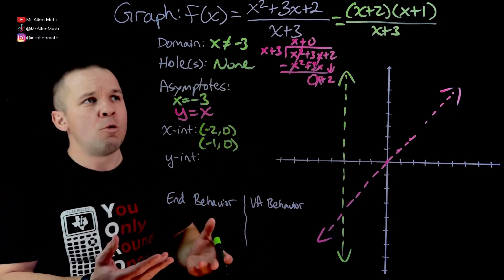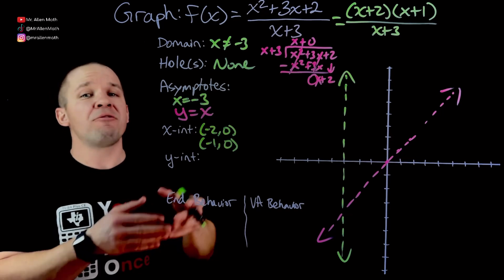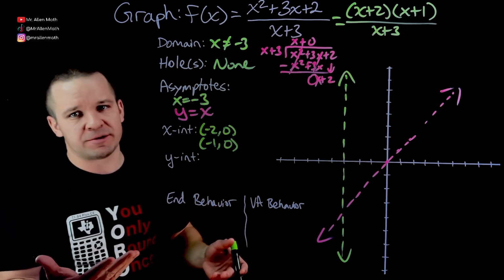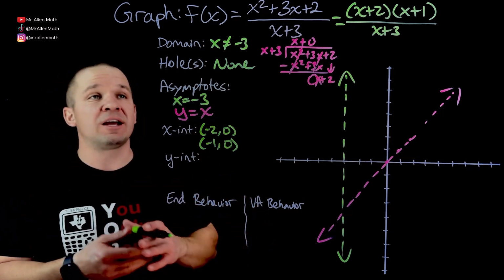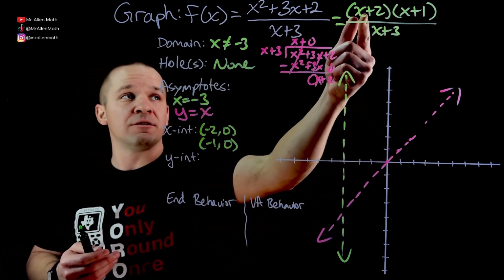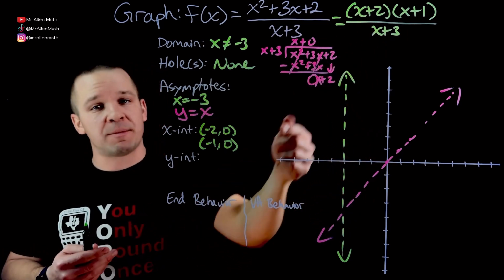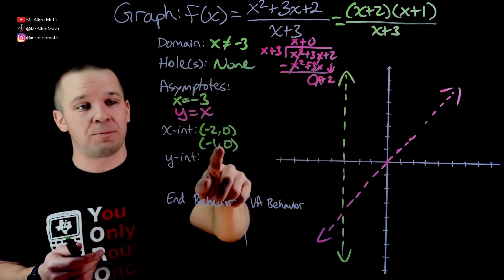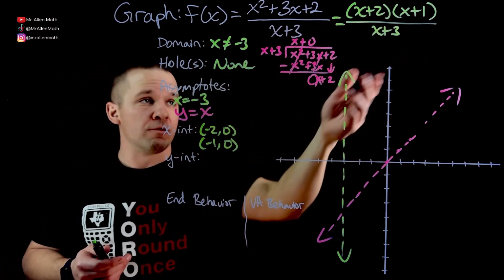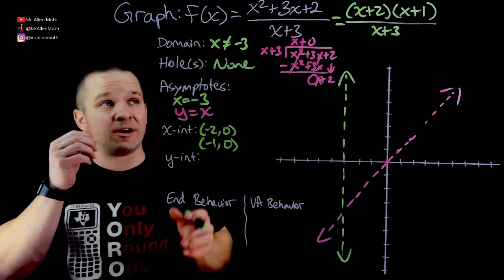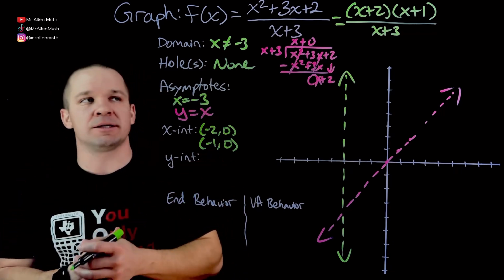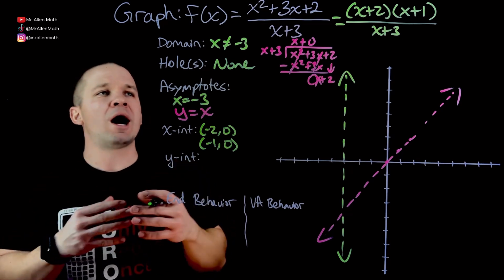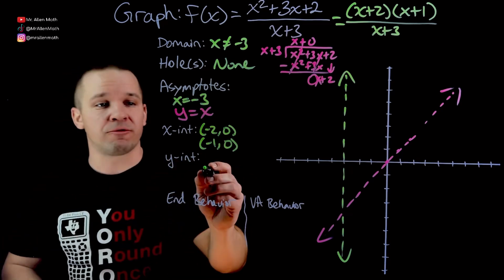Why my numerator? Well, if my numerator is 0, then my function equals 0, as long as the denominator is not 0, right? Because then it's undefined. But if I can make my numerator 0 by plugging in negative 2, I've got 0 times something divided by something. That's 0. And over here, I've got something times 0 when I plug in negative 1 over something. It's going to be 0. Okay, so if I can get my numerator to be 0, it's an x-intercept. How do I get my y-intercept? I would plug in 0 for x.